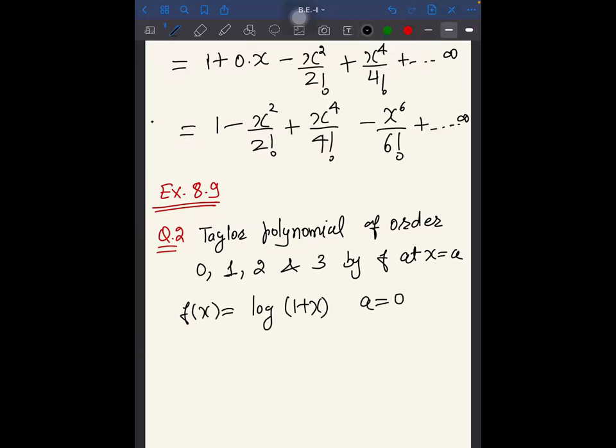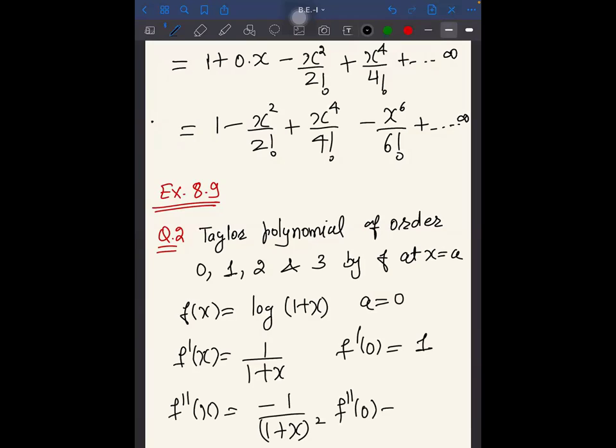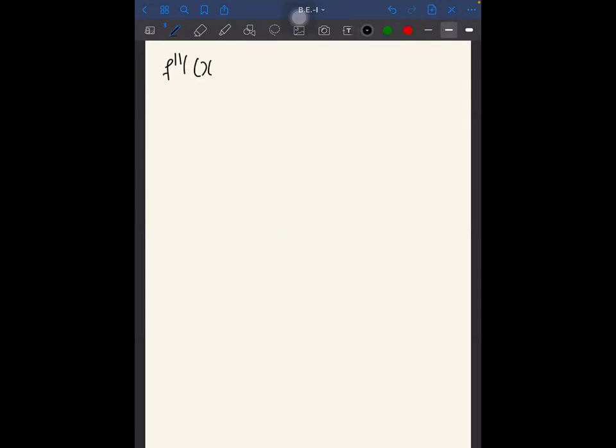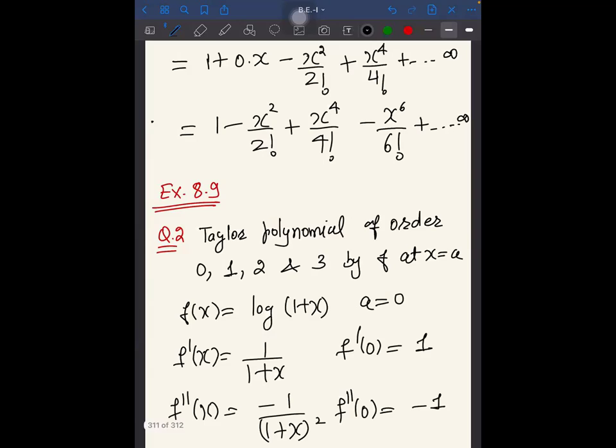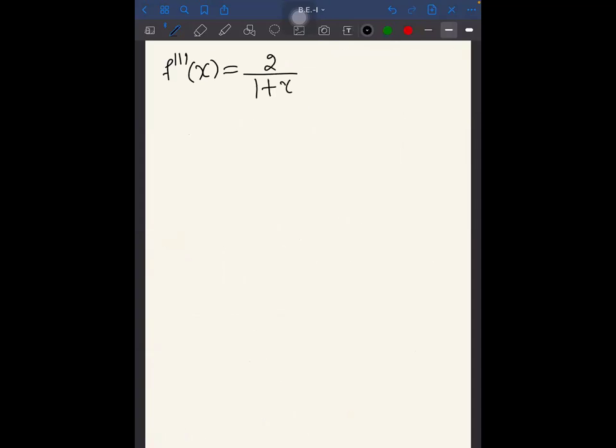So first of all, we need derivatives. f dash x is 1 upon 1 plus x, so f dash at 0 will become 1. f double dash x is minus 1 upon 1 plus x whole square, so f double dash at 0 is minus 1. Now f triple dash is 2 upon 1 plus x whole cube, so f triple dash at 0 becomes 2.